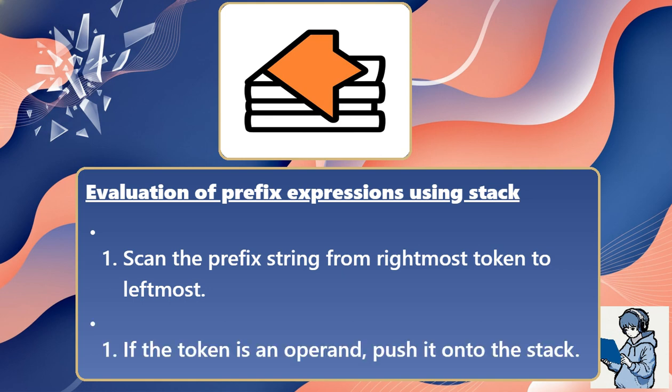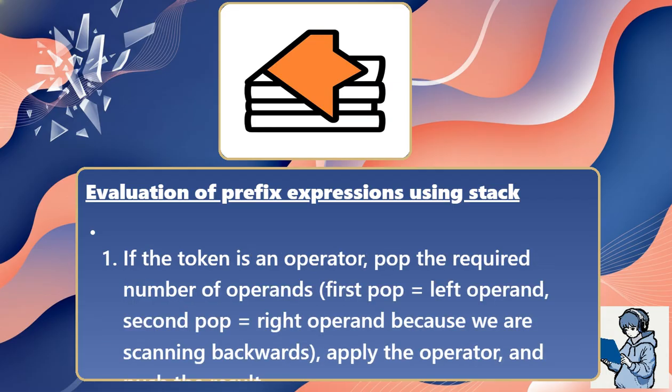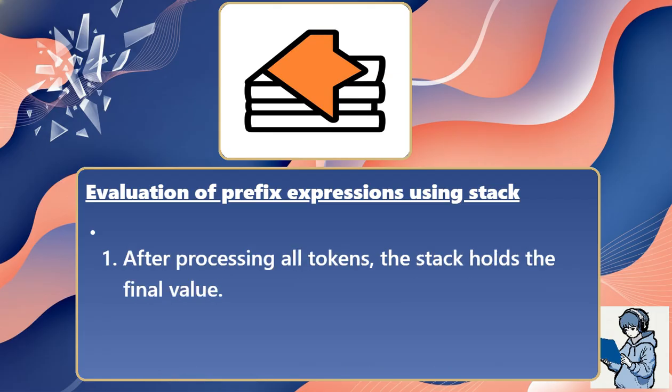Step 2. If the token is an operand, push it onto the stack. Step 3. If the token is an operator, pop the required number of operands. The first pop is the left operand, the second pop is the right operand because we are scanning backwards. Apply the operator and push the result. Step 4. After processing all tokens, the stack holds the final value.